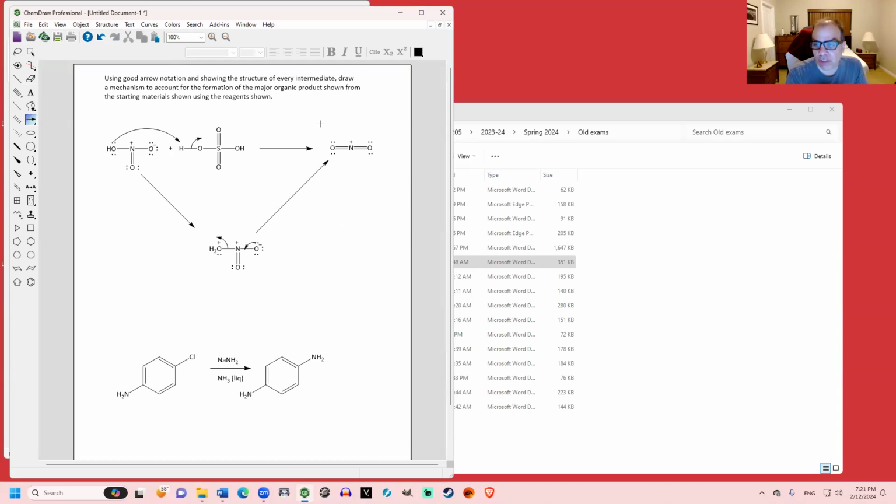This is just part of the mechanism of electrophilic aromatic nitration. But the directions say to account for formation of the product shown from the starting materials shown. So it doesn't say to show anything else. So with this, we're done. I could have had it do the entire mechanism, but all we had here was going from nitric acid to the nitronium ion. And we can review that mechanism if there's time.